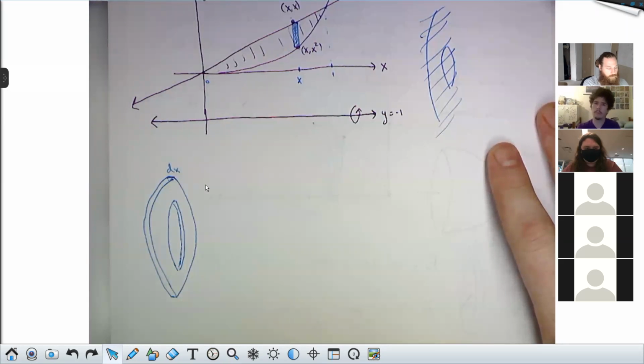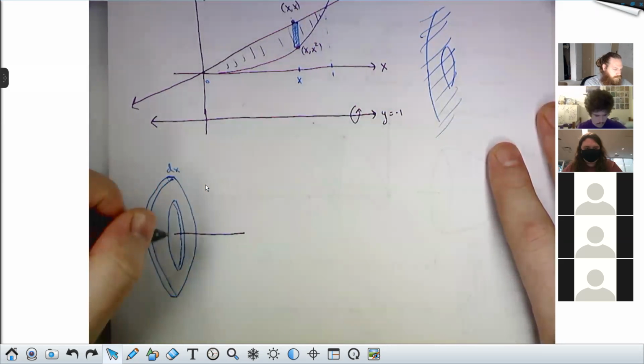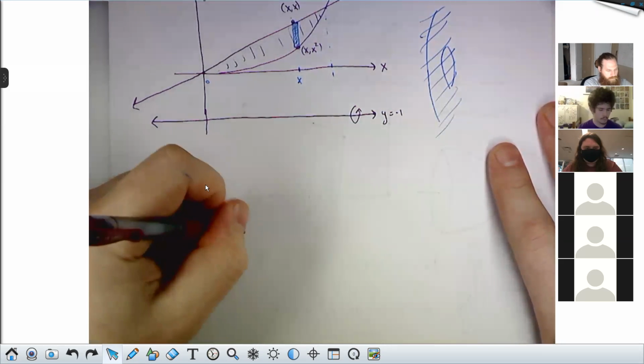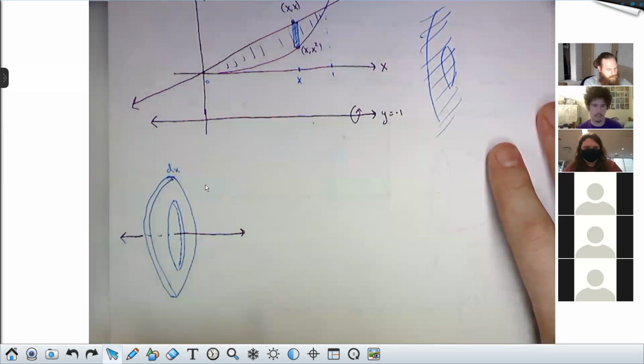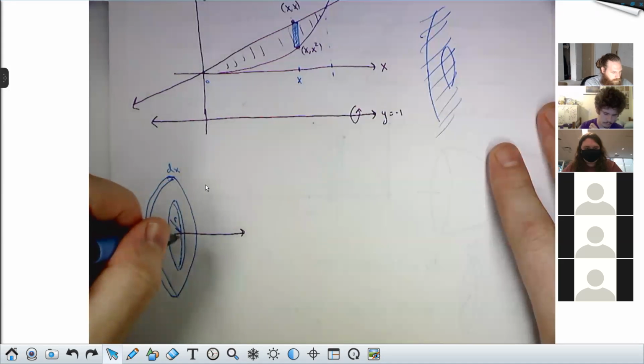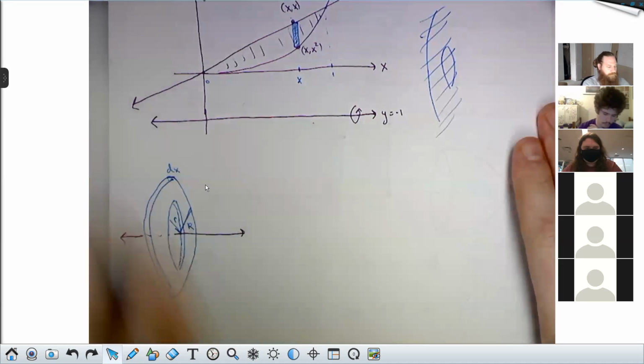And again, we have two radii. Here's my axis of rotation. And I've got a little radius here, little r, and a big radius here, big R.